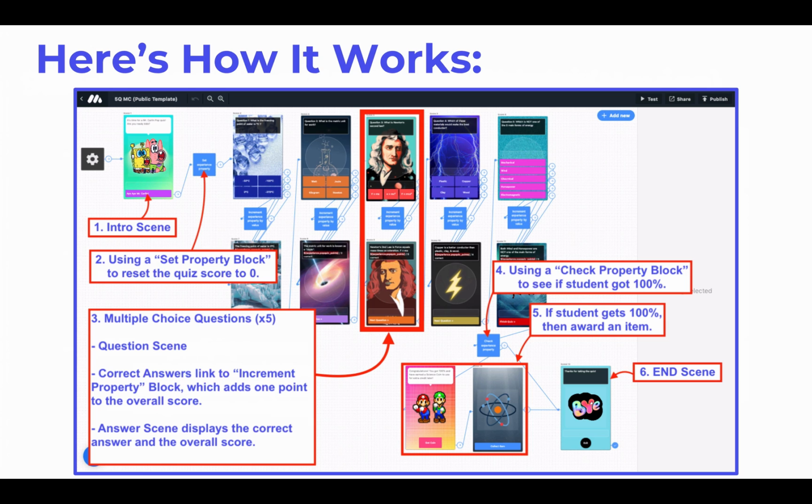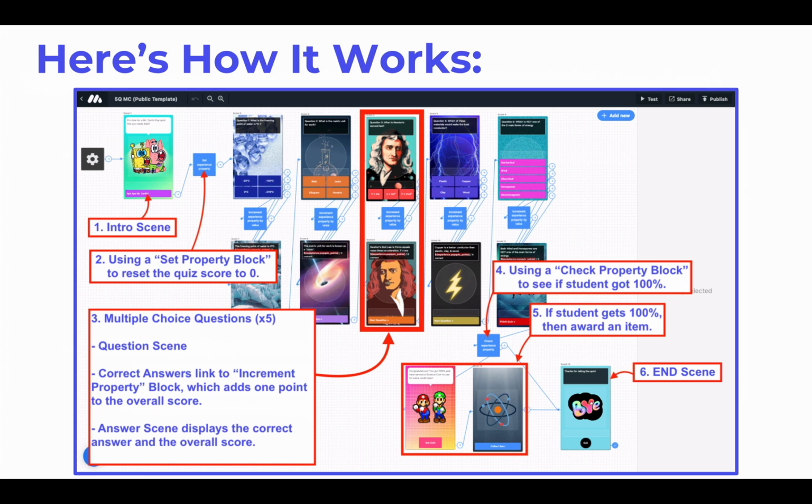Now this may seem a little confusing at first. I recommend you go back a slide and check out the tutorial so that you know about these property blocks. For now, all you have to understand is that these property blocks reset the score, add points to the score, and then check the score. So you'll see in number 4, we actually run a check to see if the students got 100% on their quiz. And if they did, we award them with an item. If they didn't get 100%, they just simply go to the end scene, and that is the end of the experience. Hopefully this made sense and you're able to understand that a Metaverse experience is just made of different patterns of scenes and blocks.